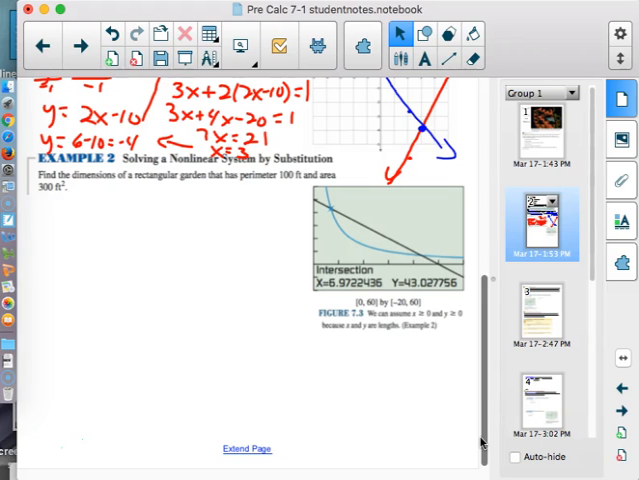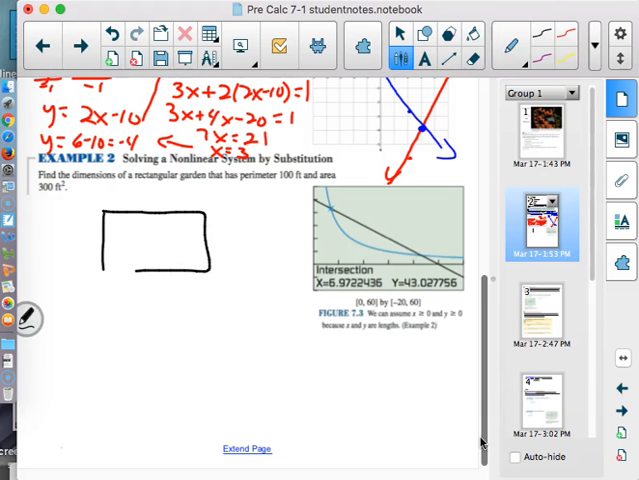It says, solve a nonlinear system by substitution. Find the dimensions of a rectangular garden that has a perimeter of 100 feet and an area of 300 square feet. I don't know about you, but the first thing I'm doing is a visual. I know rectangles by definition from geometry have 4 90-degree angles. Tell me something else that might be helpful about rectangles.